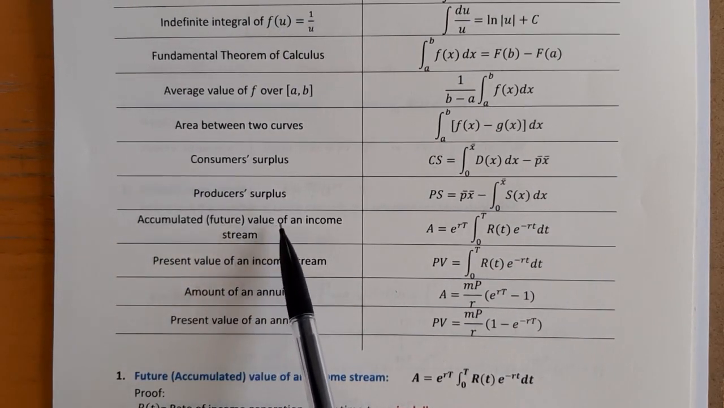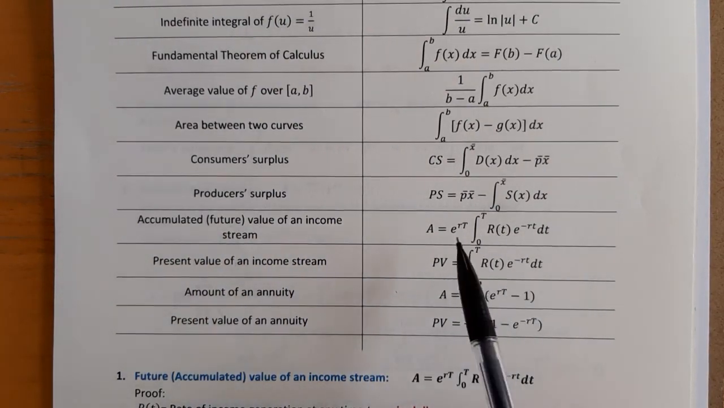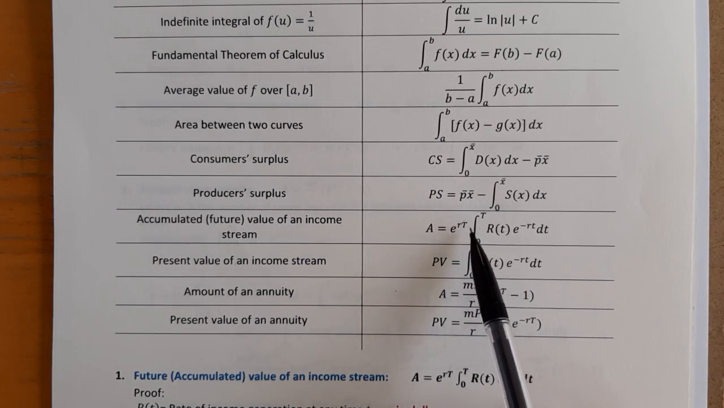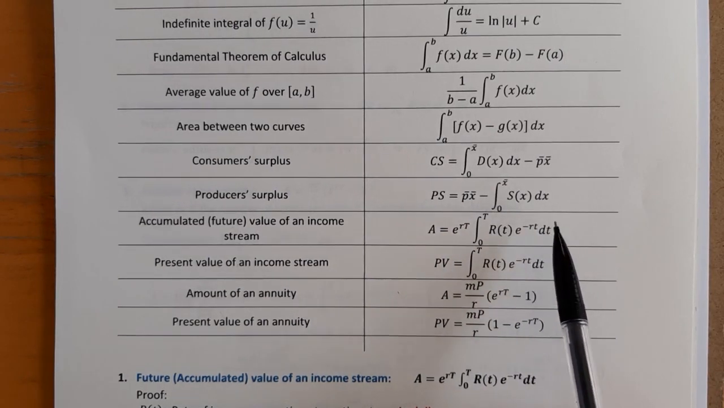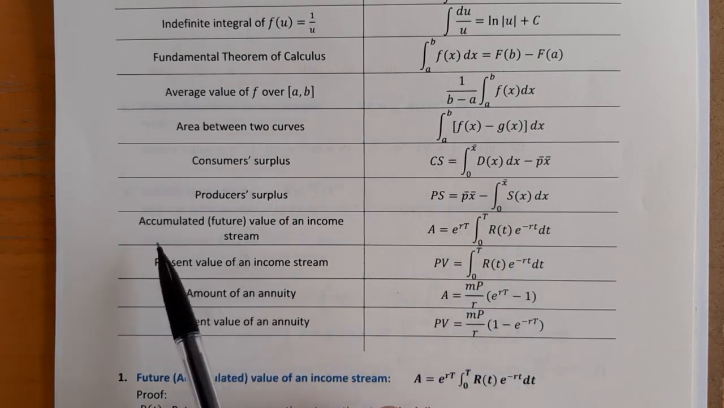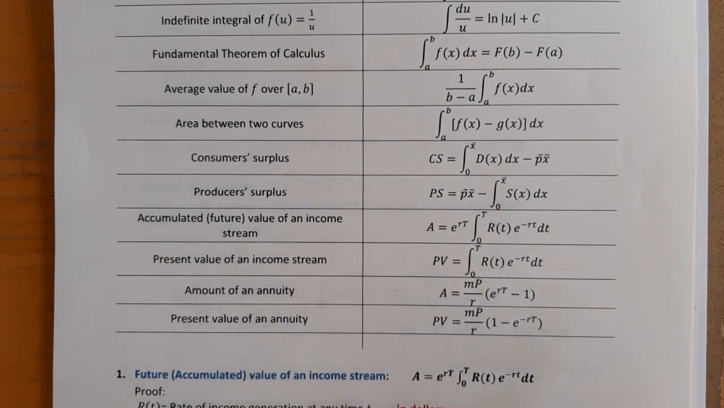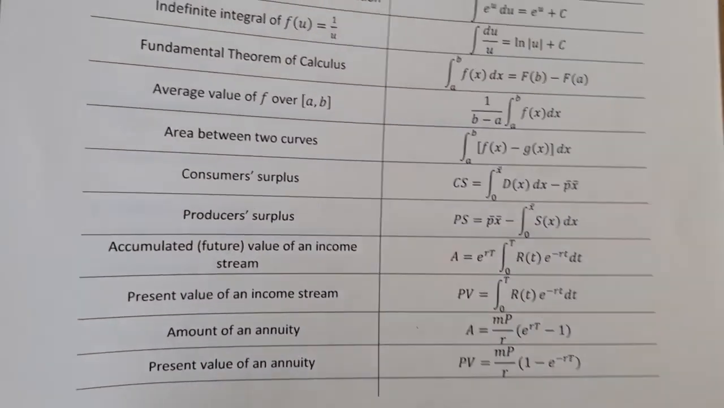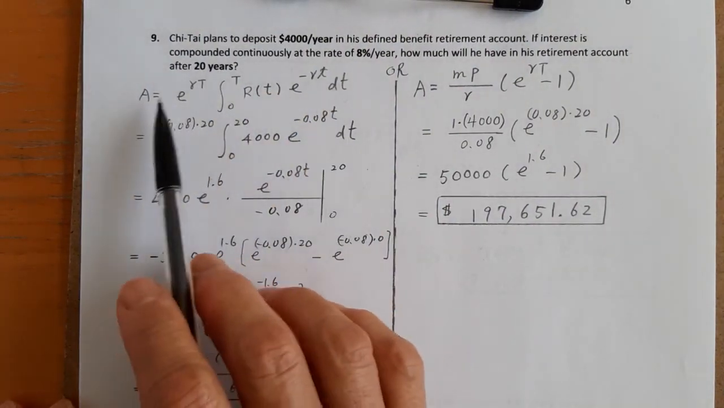Accumulated future value of an income stream. The formula is A equals e to the power rT, integral from 0 to T of r(t) e to the power negative rt dt. We will use this formula for the future value of an income stream. So I write over here, A equals this formula.